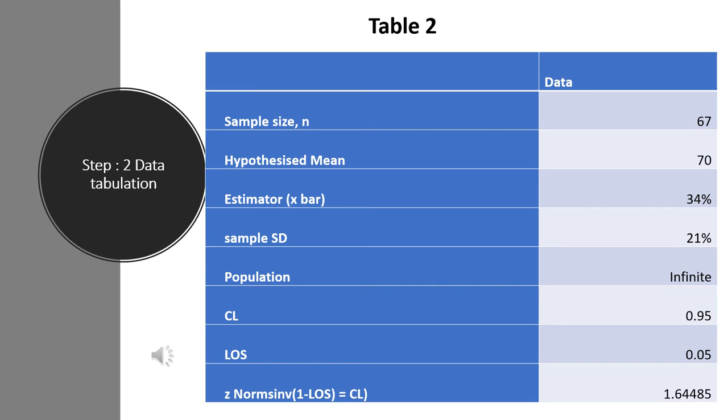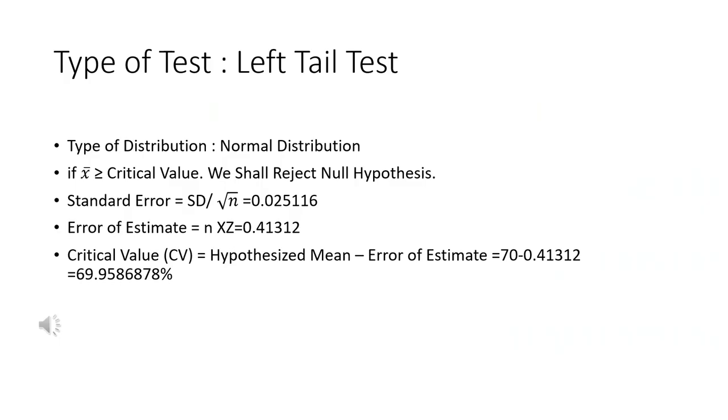So you can see my population was 67 people, and the hypothesized mean I have kept as 70%. So when I tried, I could see X bar was 34%. My sample standard deviation came out to be 21%. I took a population of infinite. CL came out to be 0.95. Our level of significance was 0.05.